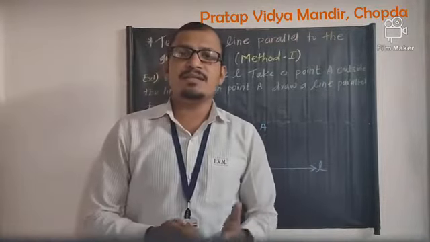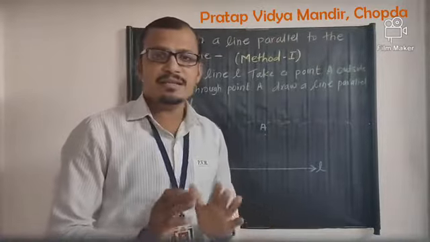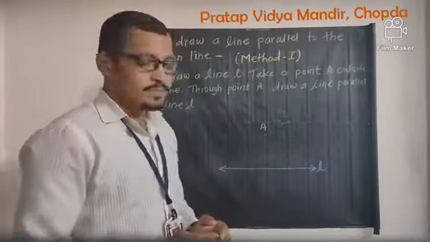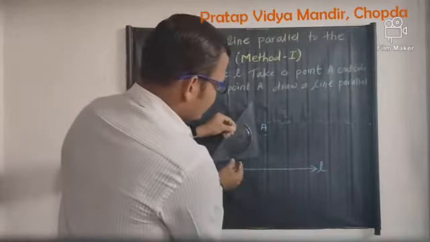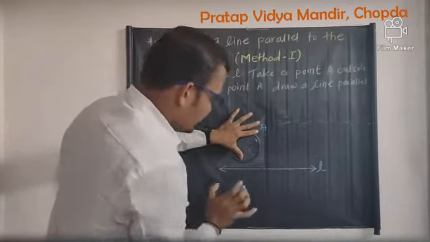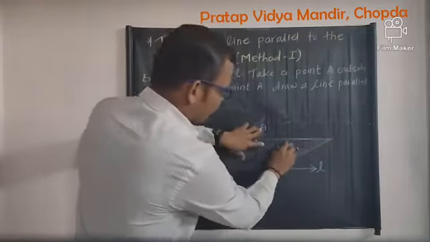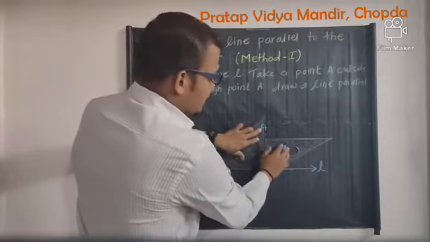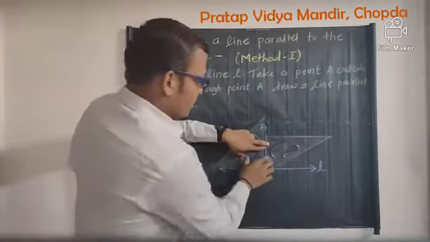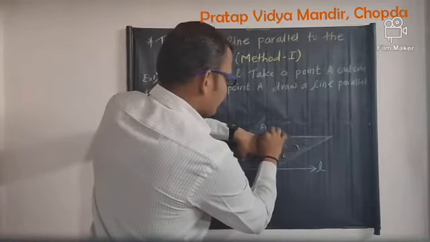Friends, sometimes in an example the distance is given while sometimes the distance is not given. Here in this example, the distance of point A from line L is not given, and hence we take this point anywhere outside the line L. Now place a set square in such a way that one edge of this set square is approximately along the line L, and place the second set square in such a way that one edge of the second set square is approximately along the first set square, and the second edge is approximately along the point A. Now draw a line along the edge of the second set square through the point A in this way.